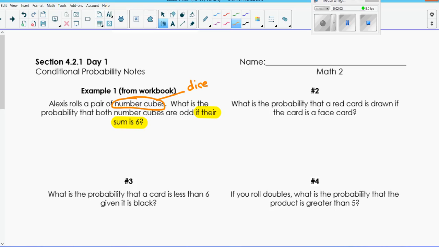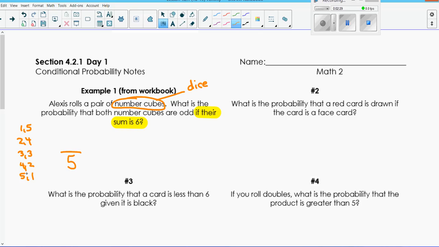So you guys have a dice sheet. You can look at your dice sheet. The sum of 6 really isn't that many, so I'm just going to write them off to the side. Sum of 6 would be a 1 and a 5, a 2 and a 4, a 3 and a 3, a 4 and a 2, and a 5 and a 1. So there's 5 of them. That's my sample space, and since I have them written out, I can see them as well.